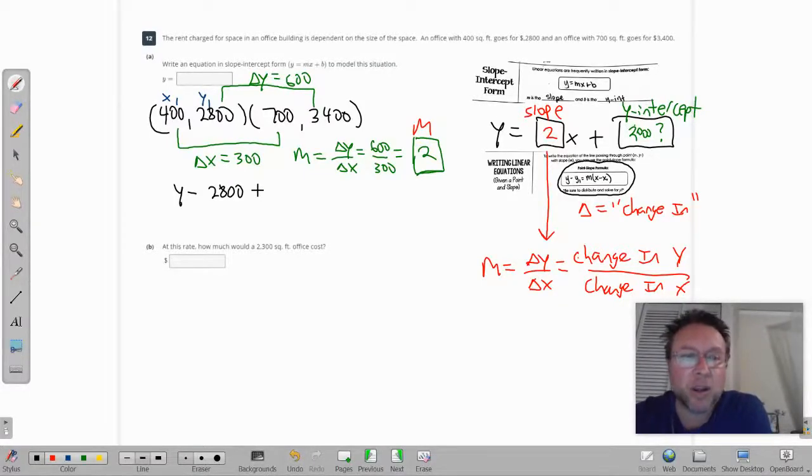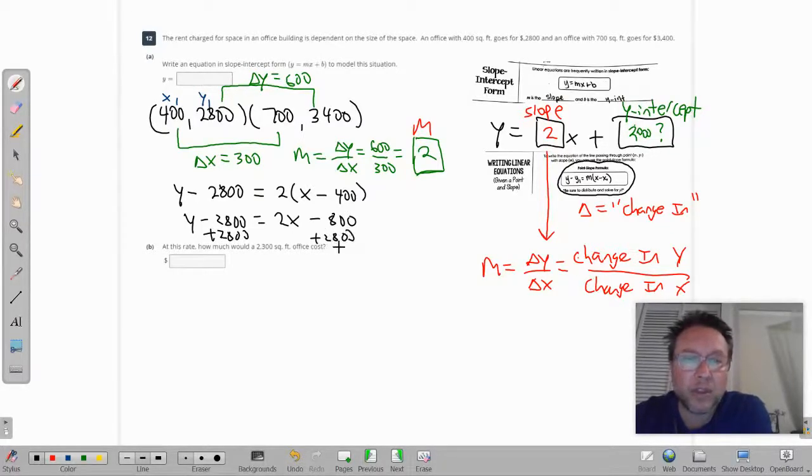So y minus 2,800 equals the slope, which we know now is 2, times x minus x1, which would be 400. So let's simplify what's happening here. We get 2x minus 800. And then let's add 2,800.